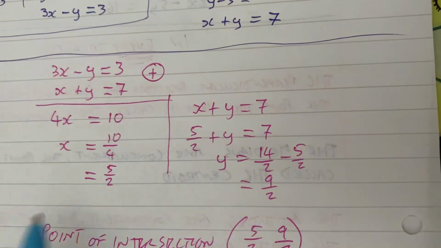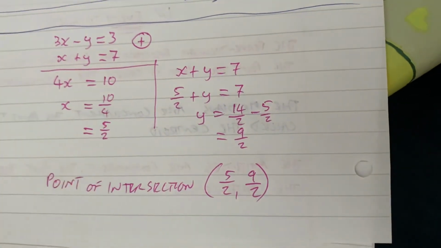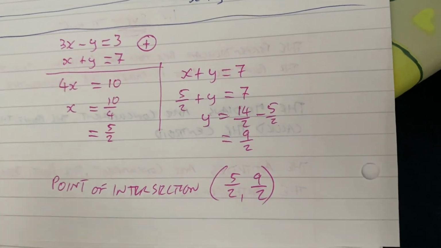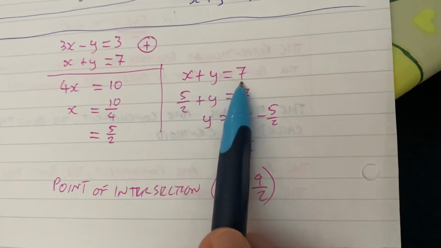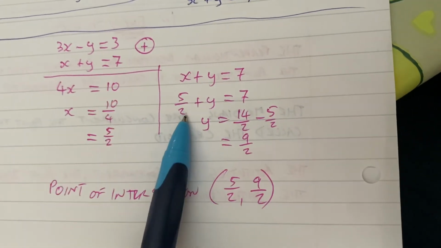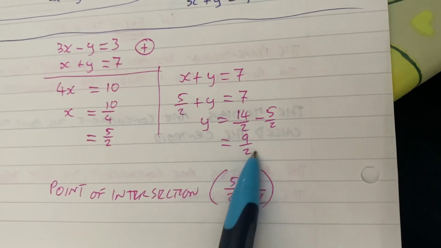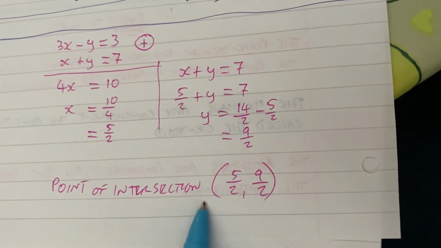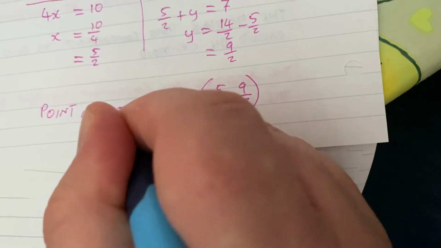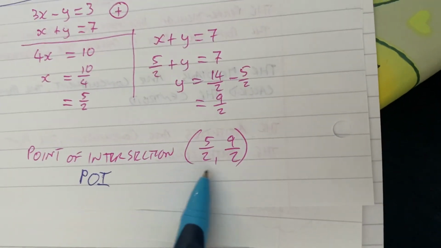You'll notice we tend to leave answers in fractions rather than going to decimals unless it specifically asks for the decimal. Plugging it back into one of our original equations, we've plugged it back into the second one here, rearrange and we get y equals 9 over 2. So the point of intersection, sometimes you'll see me shorten it to the POI, is (5 over 2, 9 over 2).